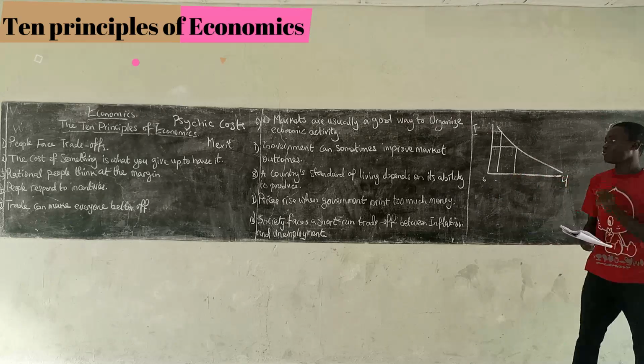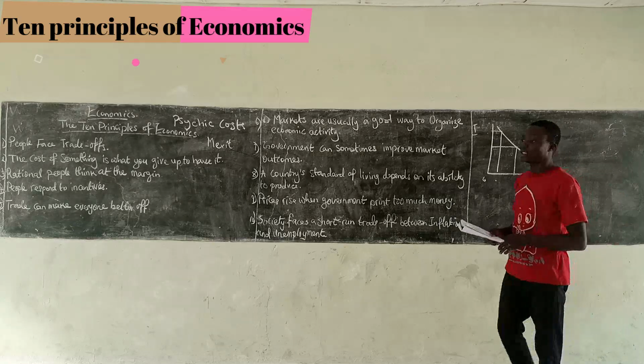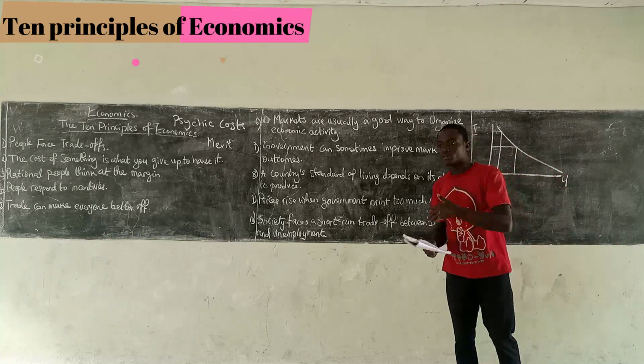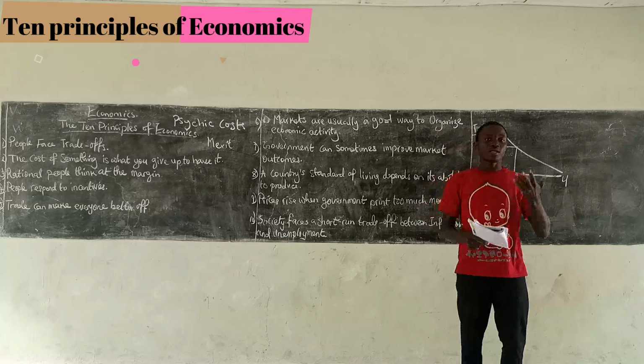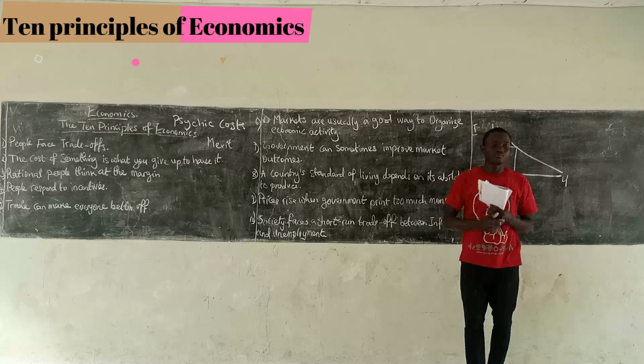Don't forget your assignments. You have two assignments. Research on 5 cases of government failure. Write them down and tell me the organization that prints money in your country. Send them to my DM, and then that's it.